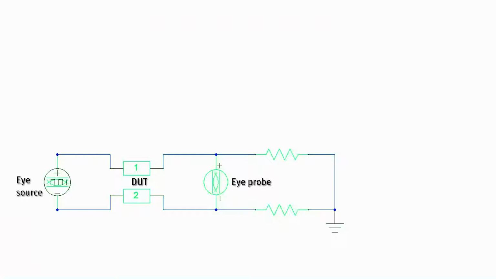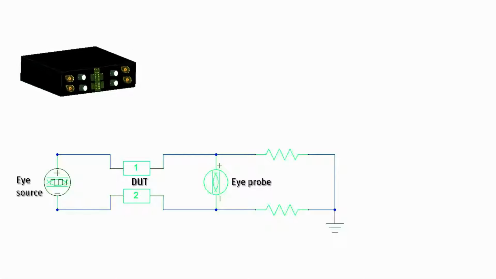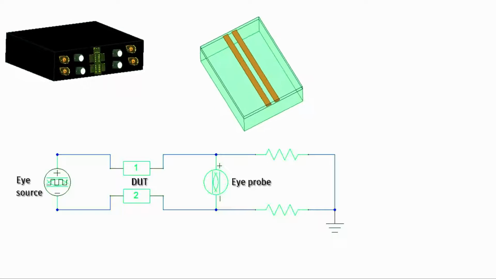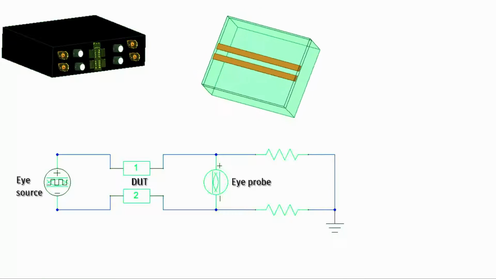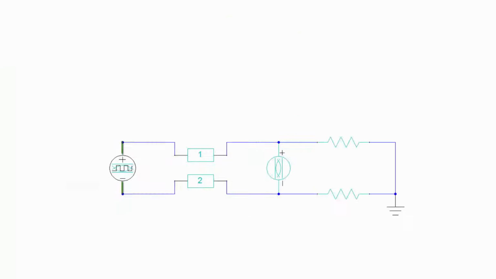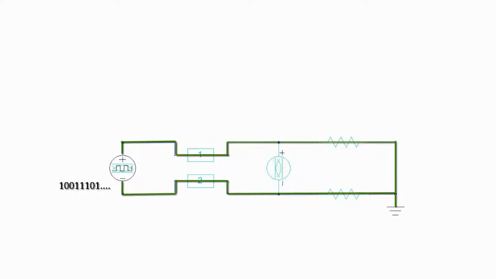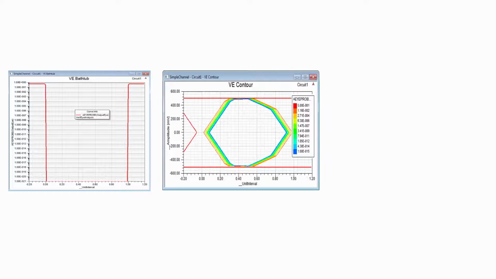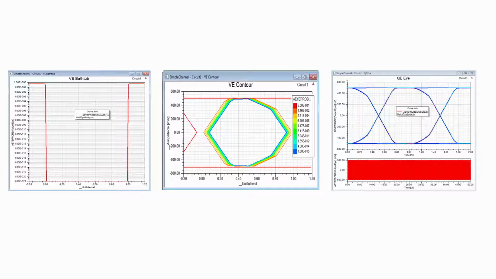By using just a few components, you'll build a circuit to test a simple communications channel. In this circuit, the I source models a signal generator. The device under test is a microstrip differential pair transmission line, and the I probe is the receiver. Resistors at the end of the transmission line match the differential impedance of the source and minimize reflections. You'll send some test bits from the source through the channel and create bathtub and contour plots and eye diagrams for signal integrity analyses.